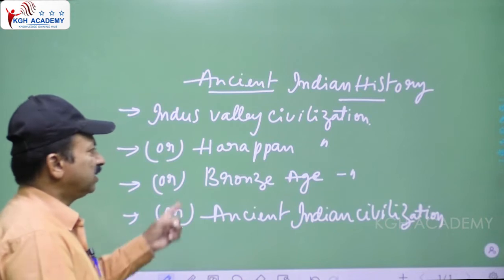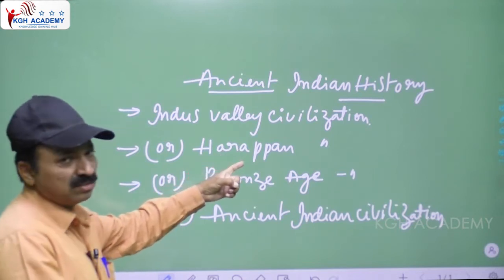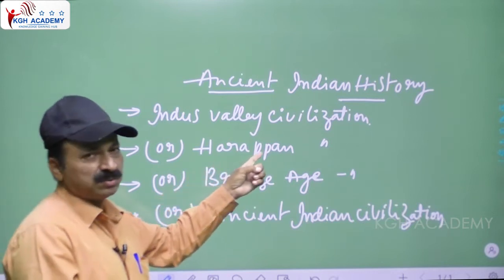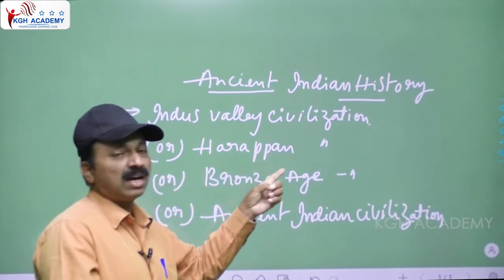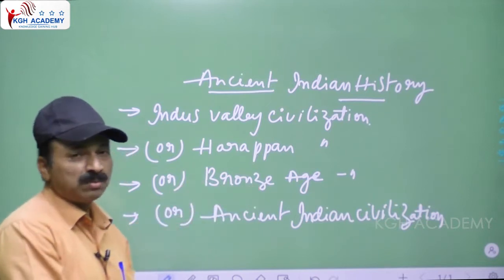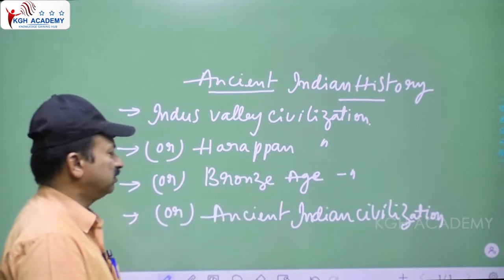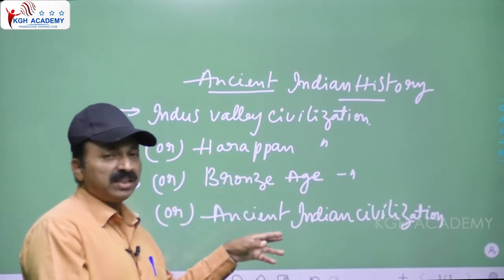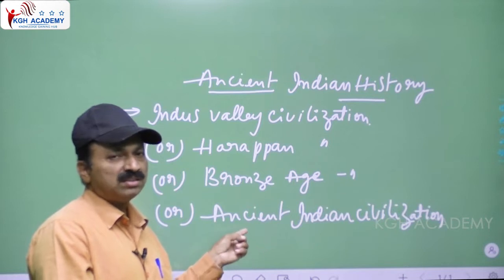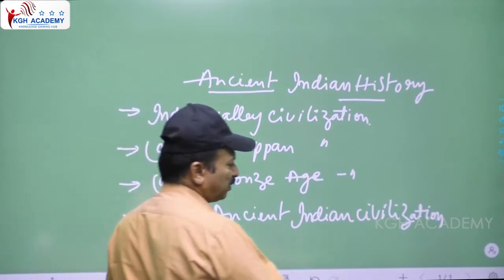The first site which was excavated or dug was Harappa. That's why it is called Harappan civilization. Bronze metal was used abundantly. That's why it is called Bronze Age civilization. It is the ancient one in India. That's why it is called ancient Indian civilization. So these are all the names that you have to remember.